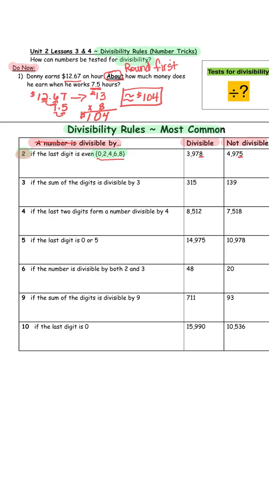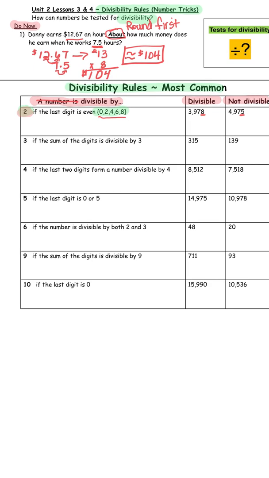The next number is the number 3. If the sum of the digits is divisible by 3, then that number is divisible by 3. So what exactly does that mean? Well, let's look at the first example. We have 315. Whatever the rule is, we have to look at the number carefully. This number is in the divisible column, so it's telling me that 3 can evenly go into it.